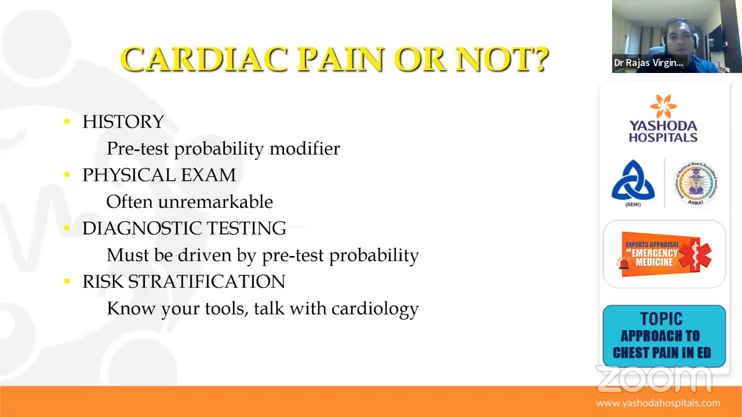So coming to cardiac pain, again, history is a very good pretest probability modifier. Physical exam, you may or may not find it useful. Diagnostic testing is driven by what the history points towards. And again, know your risk stratification tools and always talk to your on-site cardiology doctors.